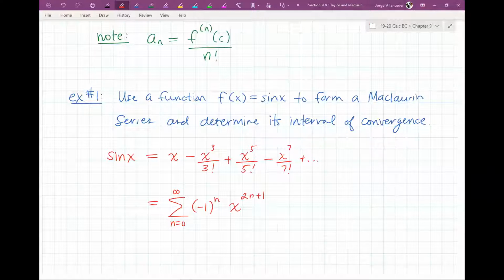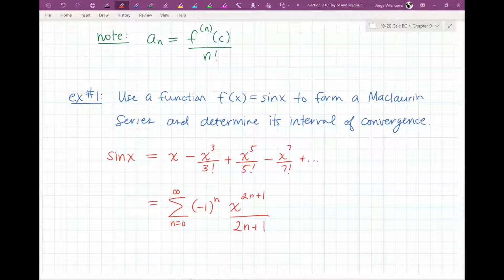And we're going to divide by what? By the same power, right? 2n plus 1. Because the first factorial needs to be a 1, the next one needs to be a 3, the next one has to be a 5, and then a 7. So here's my Maclaurin series for it.